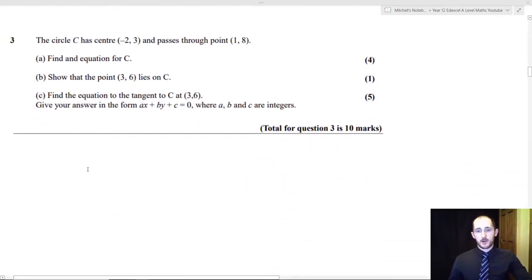Question 3, 10 marker, pretty beefy. And this is probably as complex as the questions can get, unless it's the unseen part of the paper. So let's go through it. Part A is exactly what we've just done. We have the center is (-2, 3), so we can actually immediately write that this is (x + 2)².